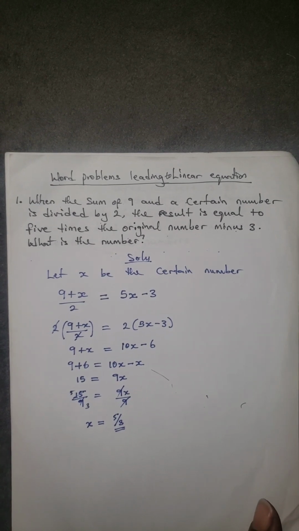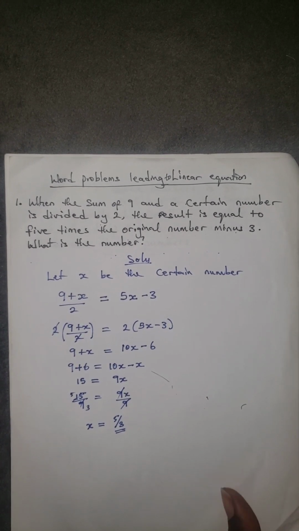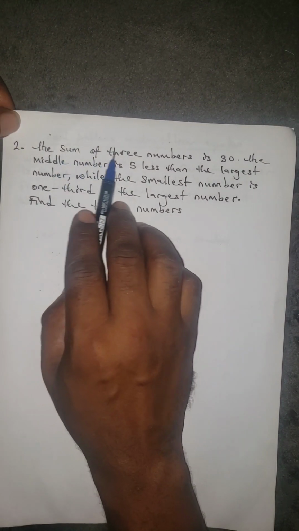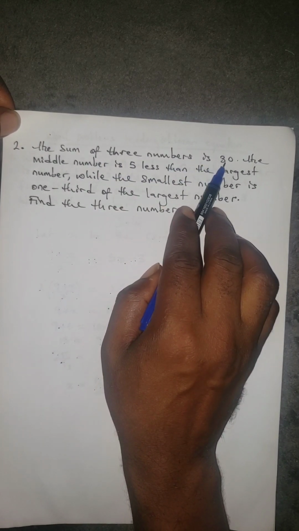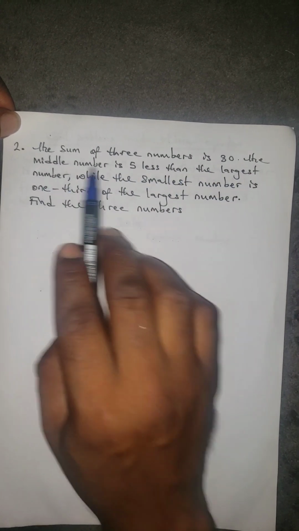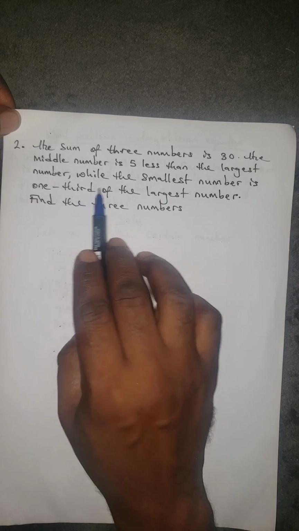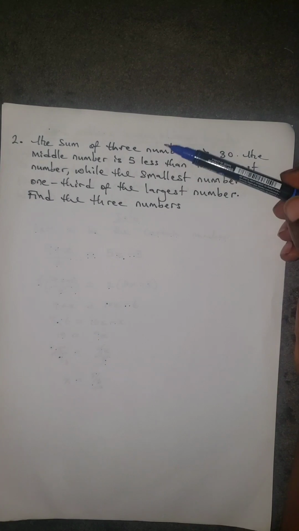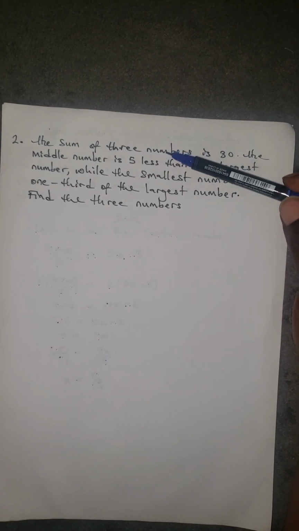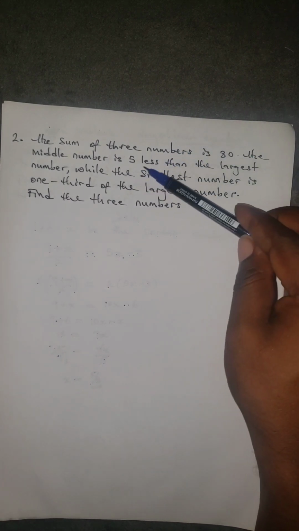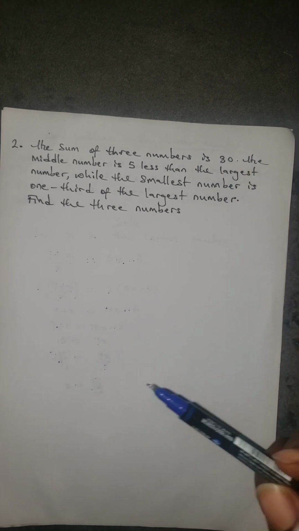So let us move to example number 2. In this example, we are told that the sum of three numbers is 30. The middle number is 5 less than the largest number, while the smallest number is 1/3 of the largest number. Find the three numbers. Okay. Initially, we can assign three variables for the three numbers, but we have to make them in terms of one, given what is stated here. So let's start that particular problem.